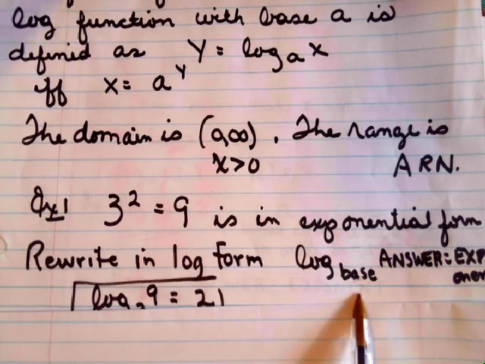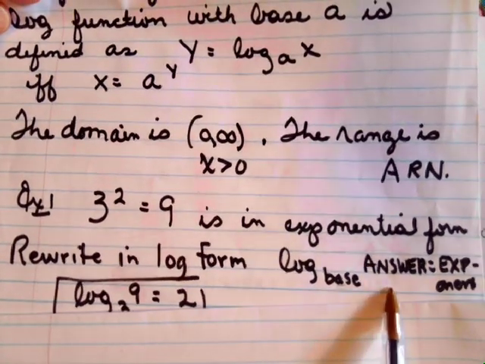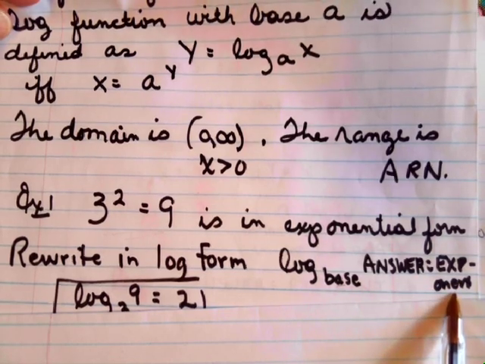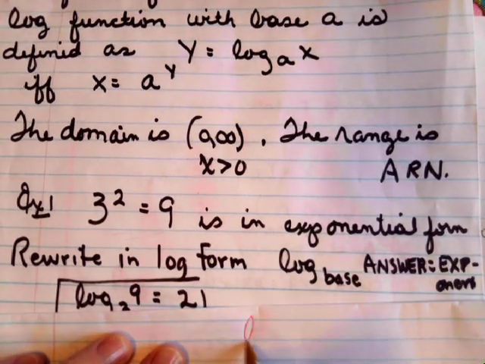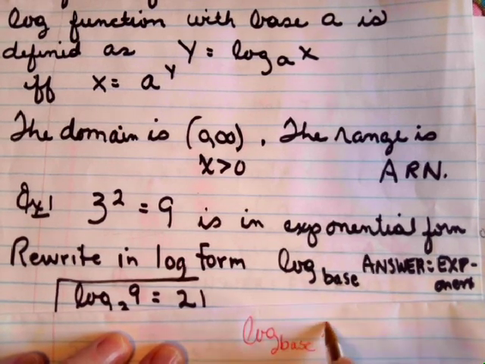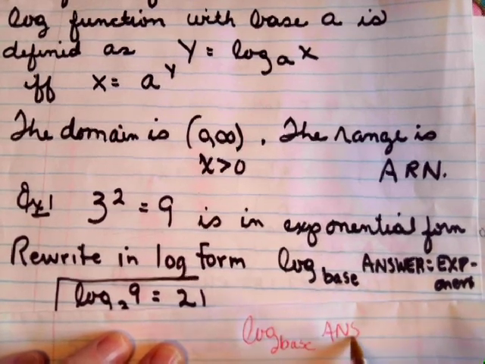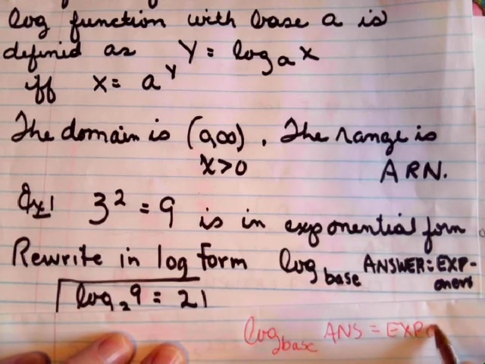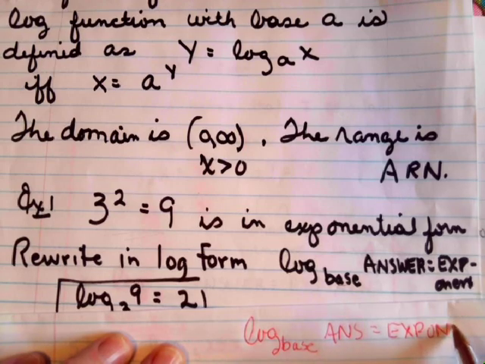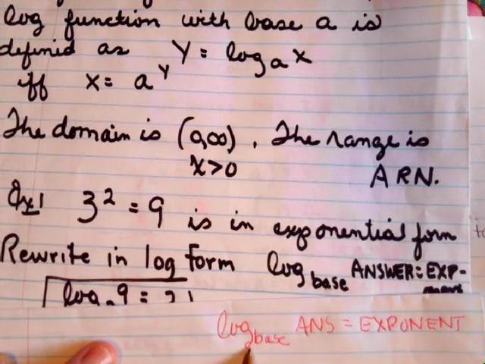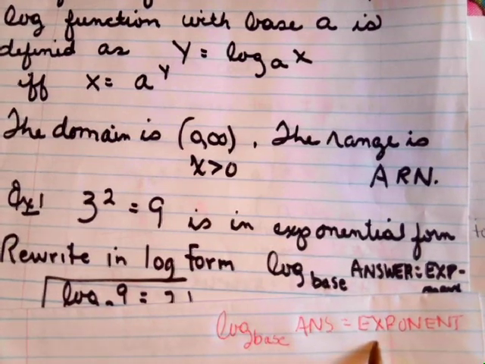Log, base is below the line, and then the answer. And then after the equal sign comes the exponent. So it's log, base, answer, equals exponent. You have to know this. You gotta know this. So put your little star by it. Base is below the line, exponent comes after the equal sign.